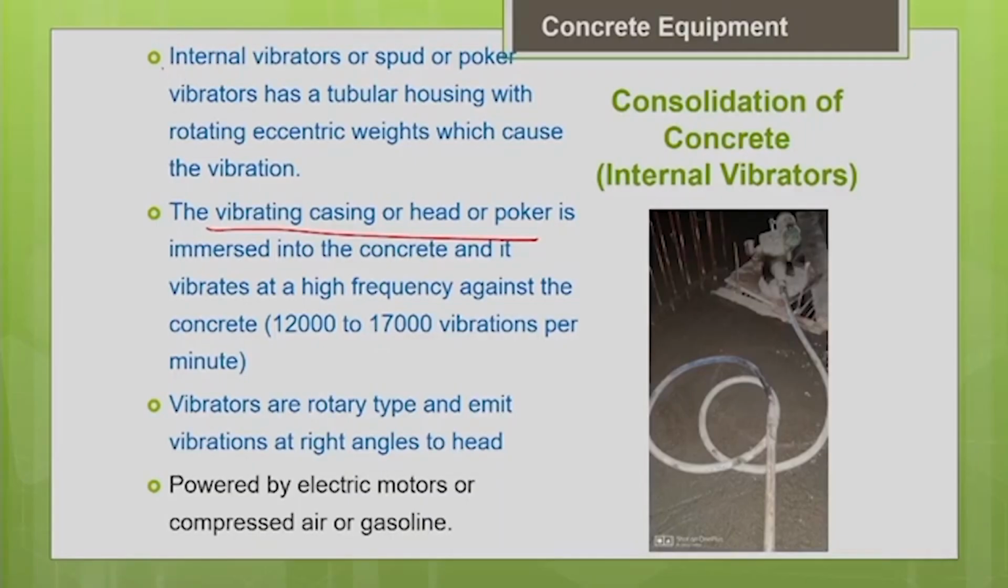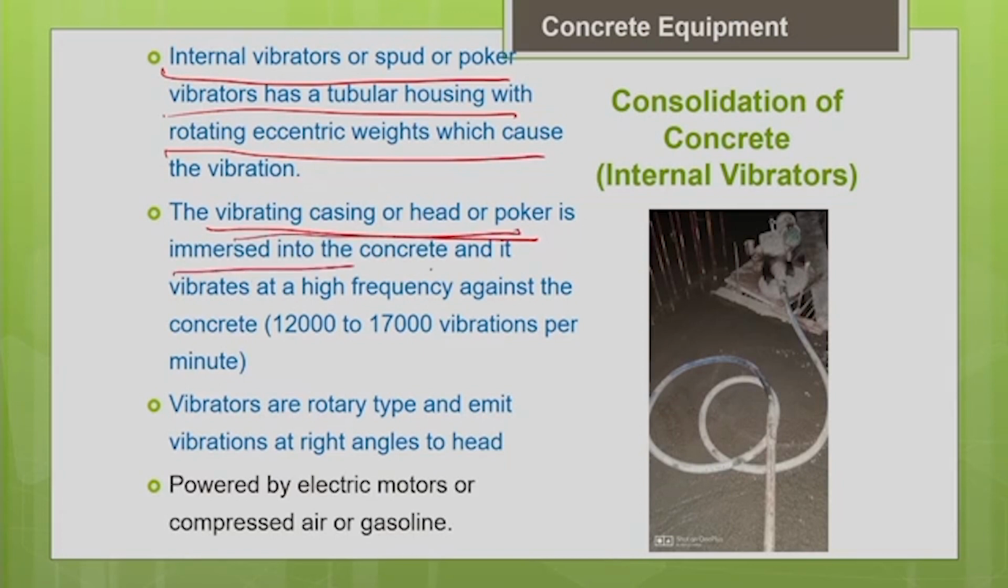Basically, these are internal vibrators, also called spud or poker vibrators. They have a tubular housing, with a casing or head at the bottom and rotating eccentric weights inside. These rotating weights cause the vibration. You immerse this vibrating casing or head into the concrete wherever the consolidation is needed, and then do the vibration. It is vibrated with the help of a motor.